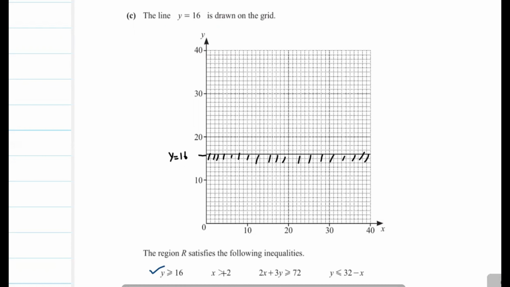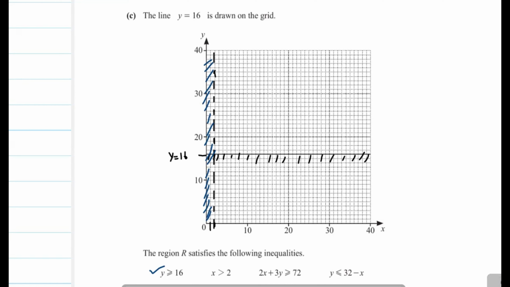Now next is x is greater than 2. This is 1 and this line is 2. Now we draw a line here, x equal to 2, and this line is parallel to the y-axis. This line is x equal to 2. But we will draw this line as a dotted line, because x is greater than 2. This dotted line is x equal to 2, and the region x greater than 2 will be the right side. The unwanted region will be the left side. Now we shade the unwanted region.